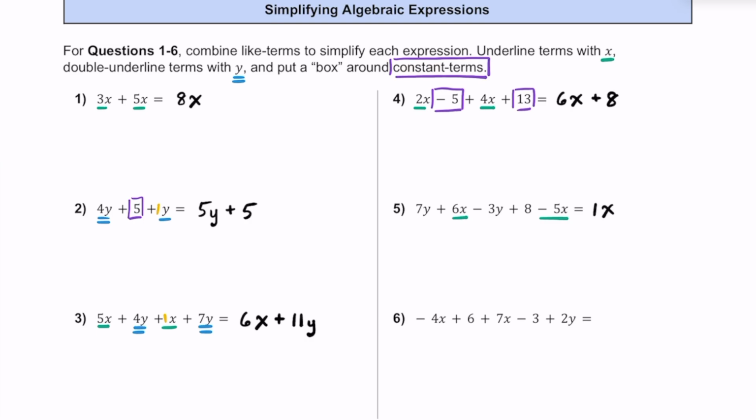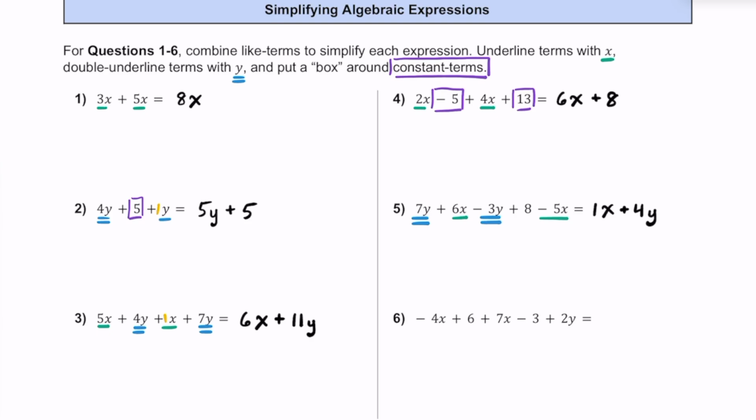Up to you if you want to write that 1, but I think it's helpful to see. Next, we have these y terms. We have 7y, it's double underline. This is a negative 3y, so make sure we keep track of that negative in front of this 3y. But 7y minus 3y, or 7y plus negative 3y, is going to be a positive 4y.